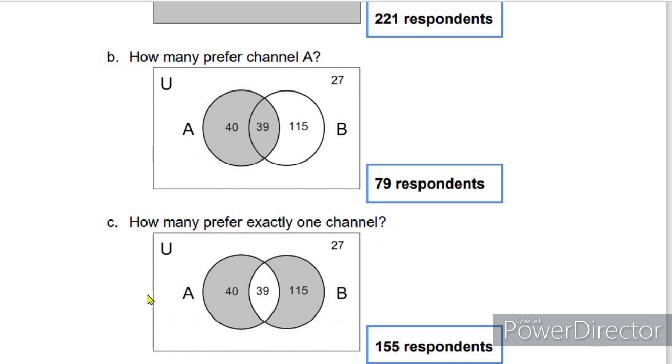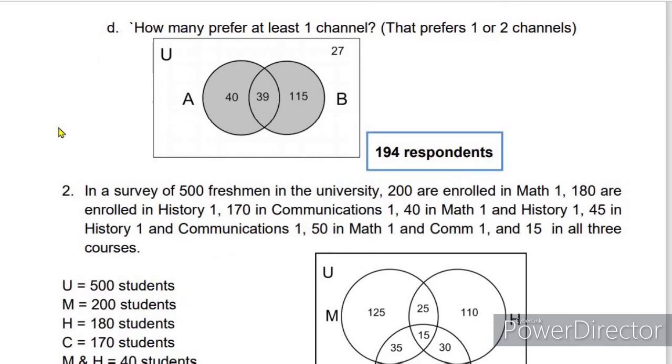Next, letter C. How many prefer exactly one channel? So exactly one channel, we will just shade 40 and 115 because they are the groups who prefer exactly one channel. So 40 plus 115 is equal to 155 respondents. Next, letter D. How many prefer at least one channel? So it means that we will shade set A and B and also their intersection because we are asked of at least one channel. Okay, so 40 prefers A, so it belongs to at least one channel. 115 prefers B, so it belongs to one channel. 39 belongs to one channel also. So 40 plus 39 plus 115 is equal to 194 respondents.